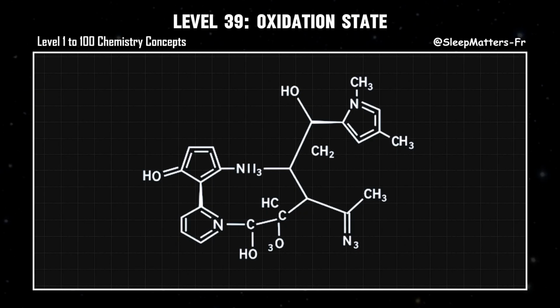Level 39, Oxidation State. Oxidation state is a number, but it is more than that. It tells you how many electrons an atom has gained or lost in a compound. It is a way to track change. It is a label that shows how much has shifted. And just like people, atoms wear these labels whether they want to or not. When an atom loses electrons, its oxidation state becomes positive. When it gains electrons, the number becomes negative. These numbers matter. They decide how atoms behave, what they can bond with, what they can become.